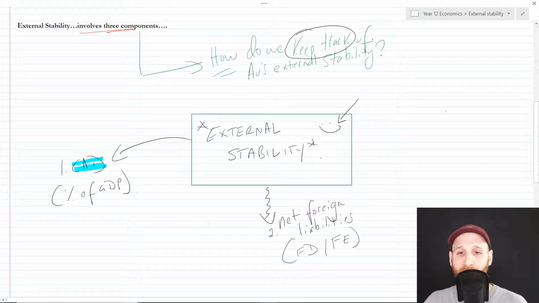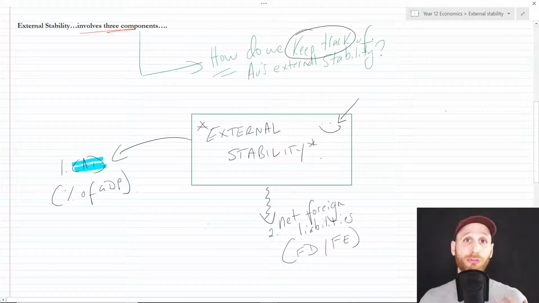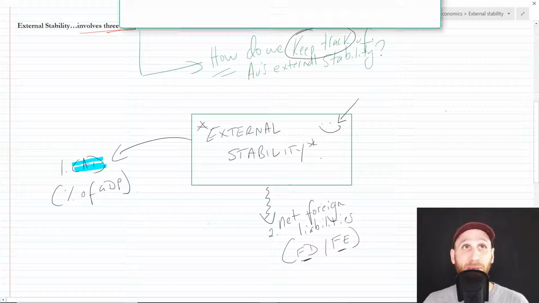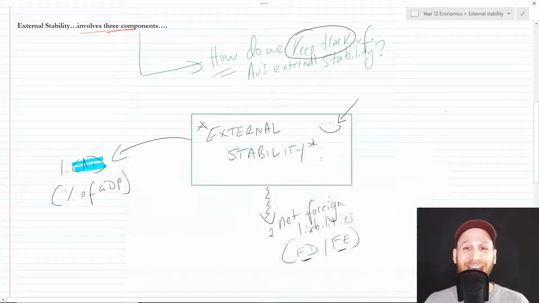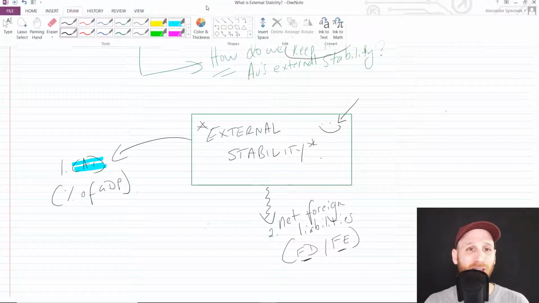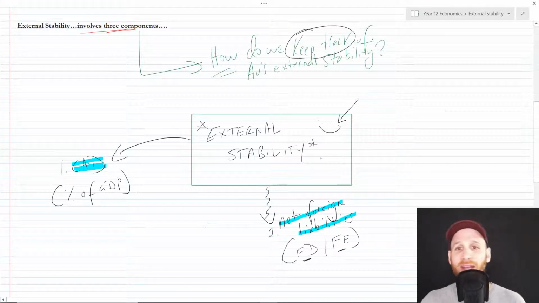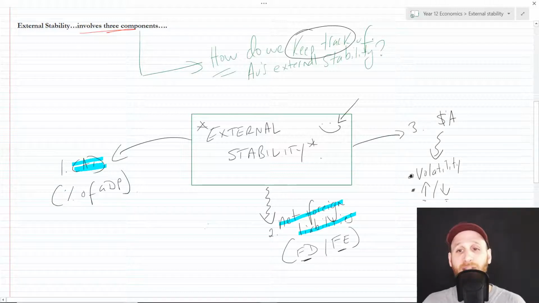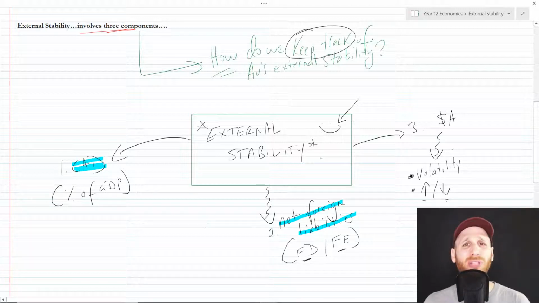Another way is this. We also look at net foreign liabilities. And net foreign liabilities involves the amount of money other countries owe to Australia and the amount of money Australia owes to other countries. So really it's looking at the balance of foreign debt and foreign equity between Australia and the rest of the world. So that is our second measure of external stability. Okay, now the third measure is the value of the Australian dollar. And here we're looking at the volatility of the currency. We're looking at appreciation and depreciation and how that will affect relationships with other countries.